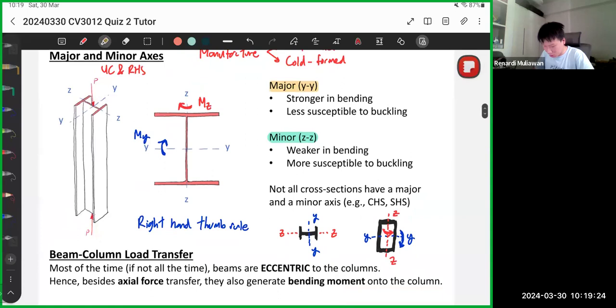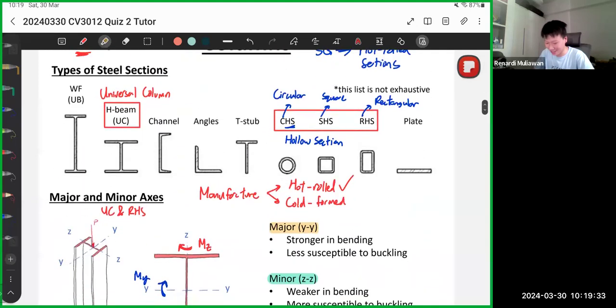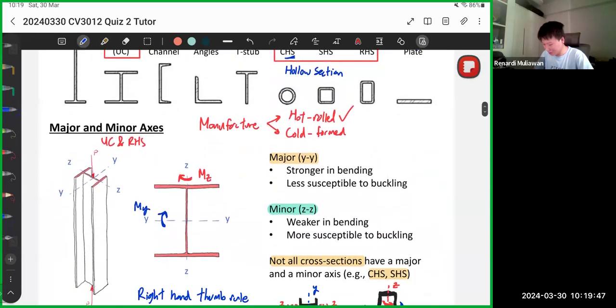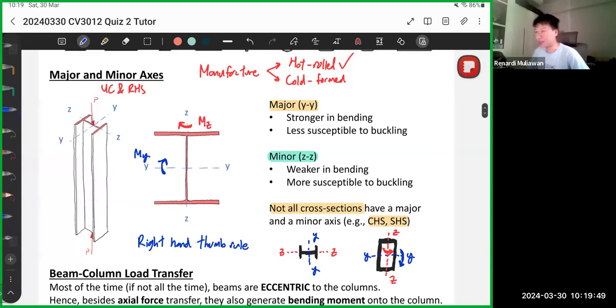Not all cross sections have a major and minor axis. For example, CHS and SHS. If you look at the section, it's quite straightforward. Why? Because it's symmetrical in the XX and YY direction. So there's no strong and weak. They have the same capacity.